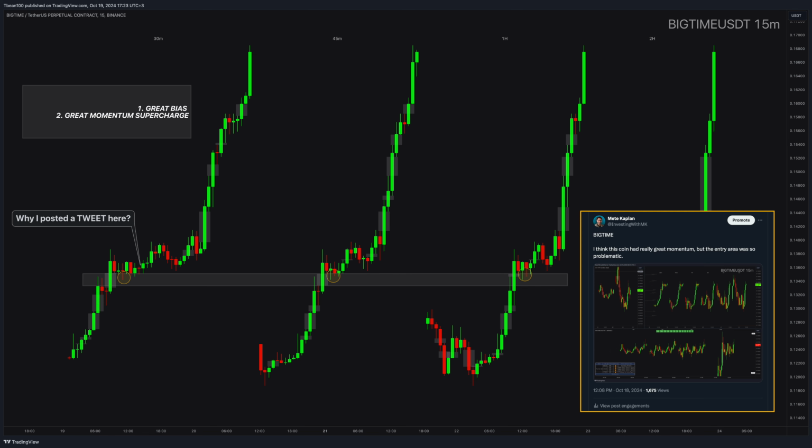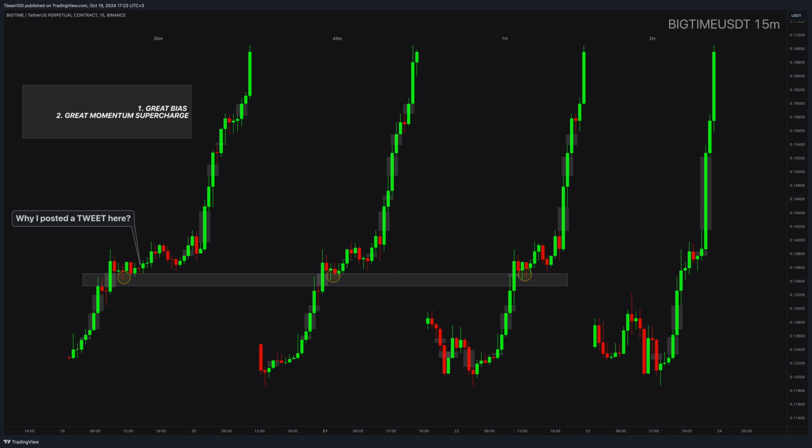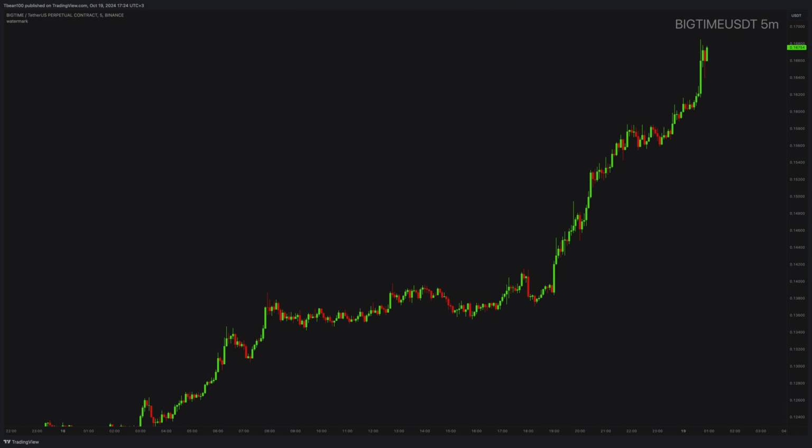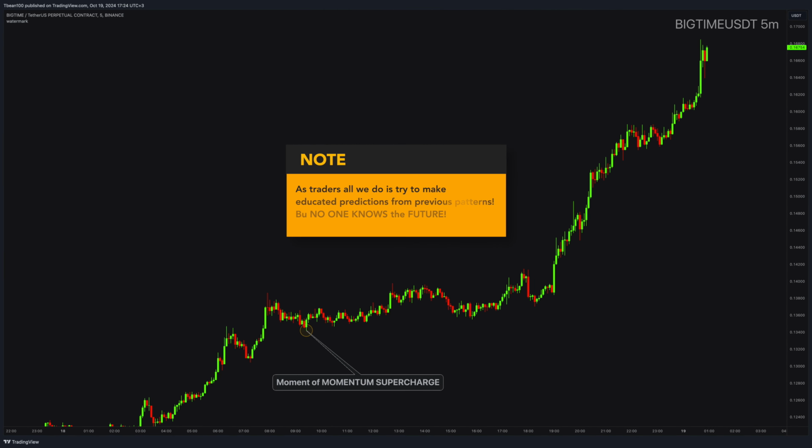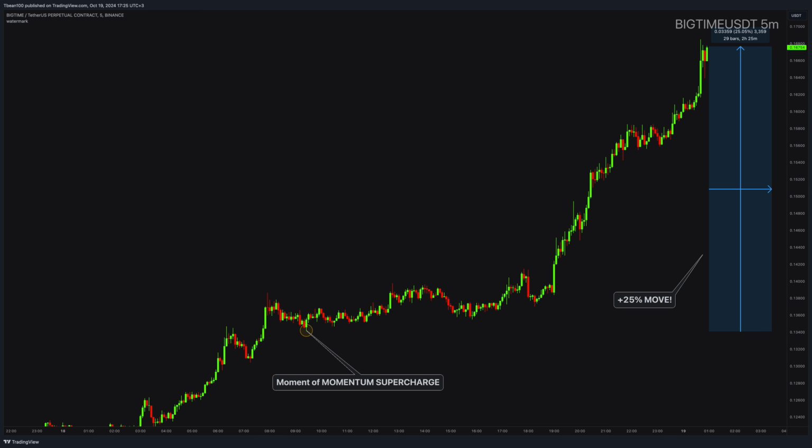However, I did not trade this. Let's discuss why. First of all, no one knows the future for 100%. We can try to predict, we can try to guess. Actually, as traders, all we do is just educated guesses from the previous patterns. I was expecting a rally, but not expecting like 25% movement.